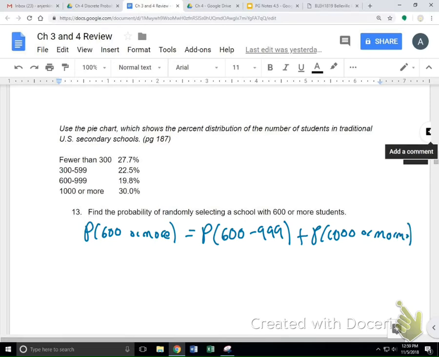So the probability of being between 600 and 999 comes from right here, and more than 1,000, right there. So we have 0.198 plus 0.300, which is going to give me 0.498.